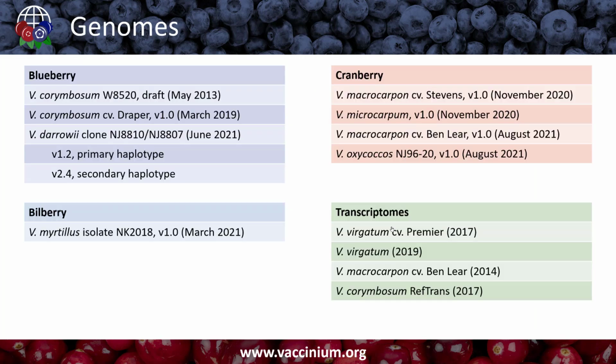For genomes, we have quite a few genomes. We have some blueberry genomes, we have a bilberry genome, a few different cranberry genomes, and then some transcriptomes. The transcriptomes are aligned against the blueberry, all the genomes in JBrowse, and the transcriptomes are also available to search using BLAST.